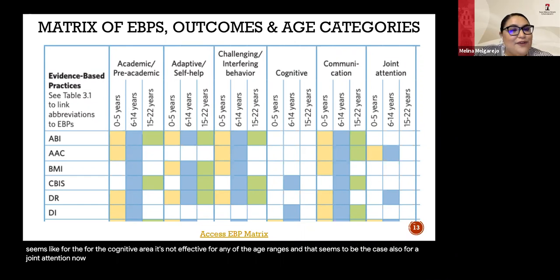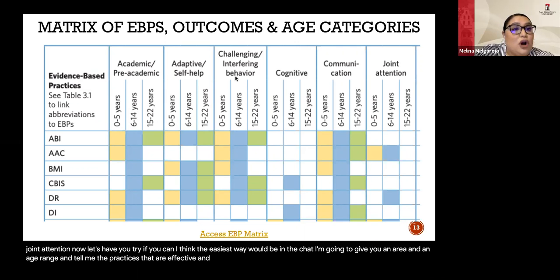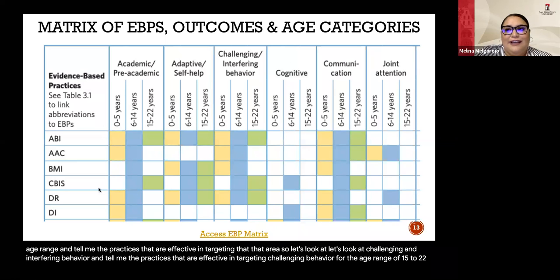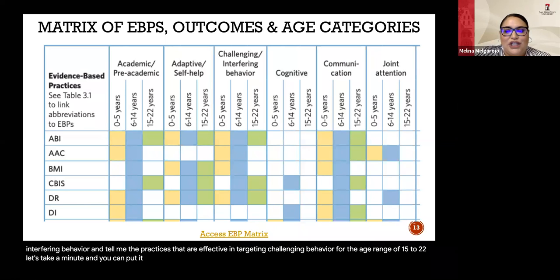So now let's have you try. If you can, I think the easiest way would be in the chat. I'm going to give you an area and an age range, and tell me the practices that are effective in targeting that area. So let's look at challenging and interfering behavior. And tell me the practices that are effective in targeting challenging behavior for the age range of 15 to 22. Let's take a minute and you can put it in the chat box.